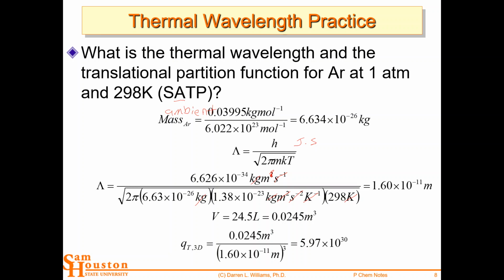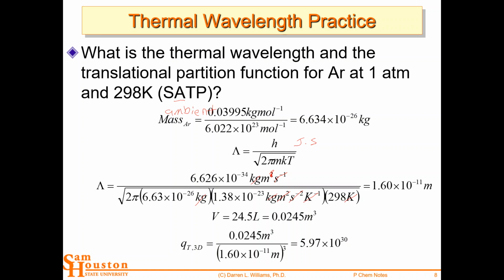We can cube this. Let's say it's in a cube, and then put it in the volume that's taken up by 1 mole. So let's say we have 1 mole of argon, and put that in a volume of 1 mole. And so then that's what we have. We cube that thermal wavelength. We could have done the nRT over P. I just did it with volume on this one. And we end up with this partition function, 5.97 or 6 times 10 to the 30.